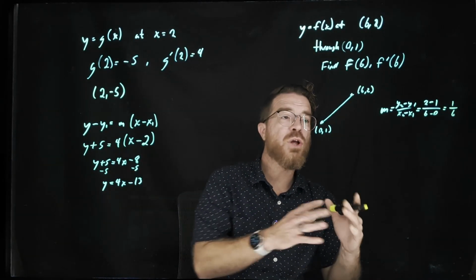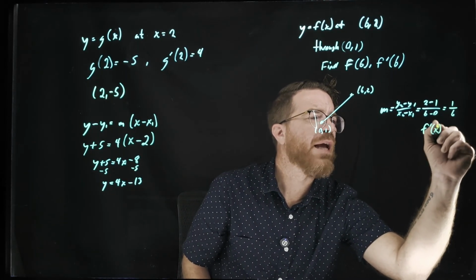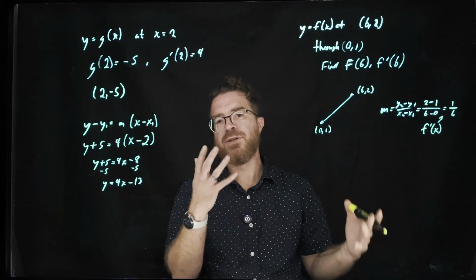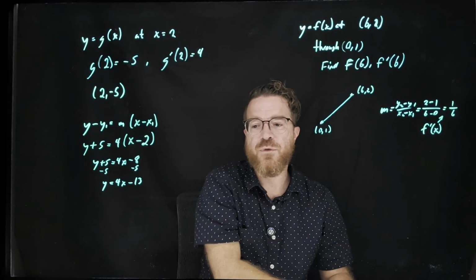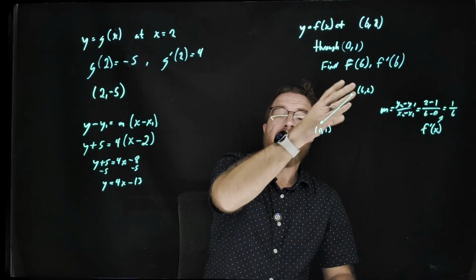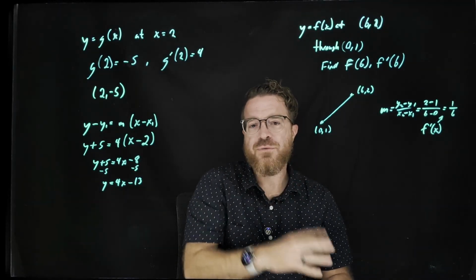So now we have the slope for our line. This is f prime of x, right? Because our slope is our derivative. We have our derivative, which is going to be the slope, and our slope is 1/6. And now that we have this slope and a point, we can actually find the formula for our line.